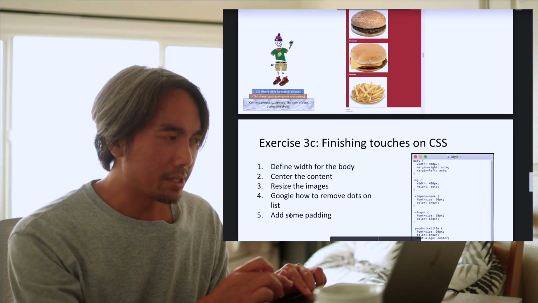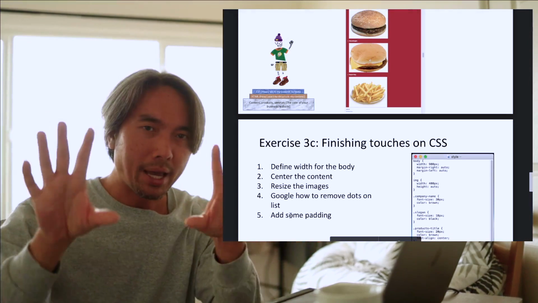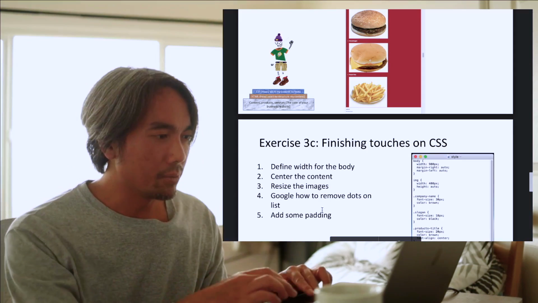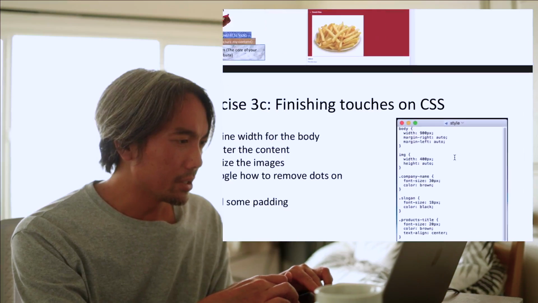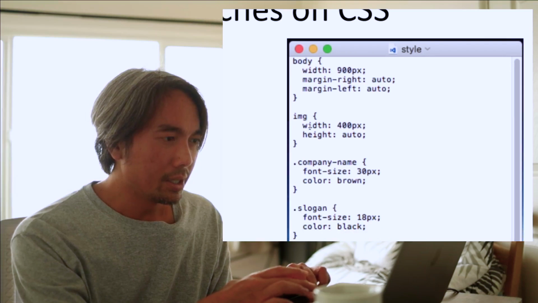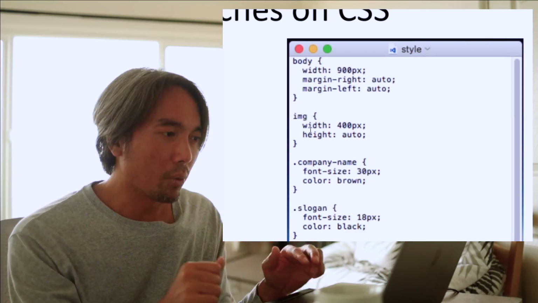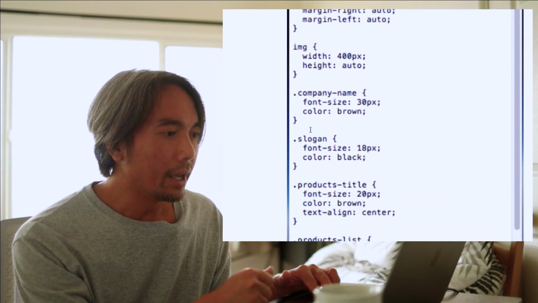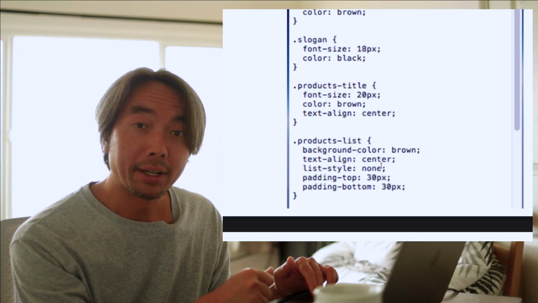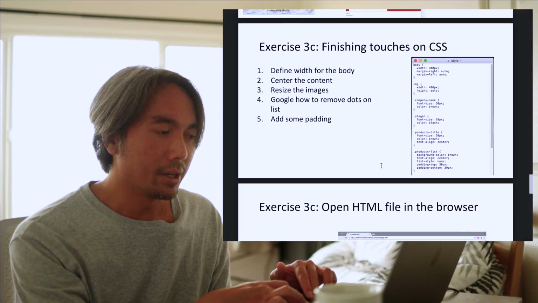And finally, we're gonna add some padding. Okay, we're gonna pad up our page so that it spreads out nicely and whatnot. So if you just look at the CSS, width 900, image, I'm gonna make each image only 400 pixels wide. And for the list itself here, I'm gonna say list style none to remove the dots.